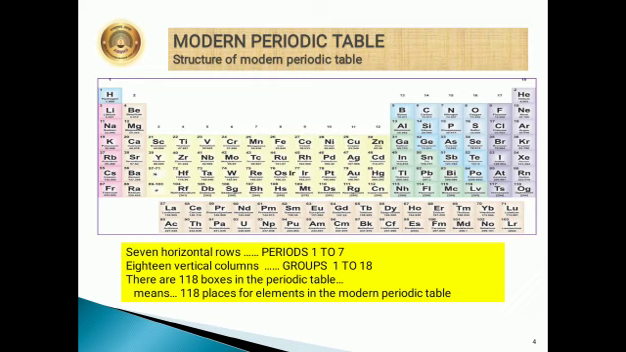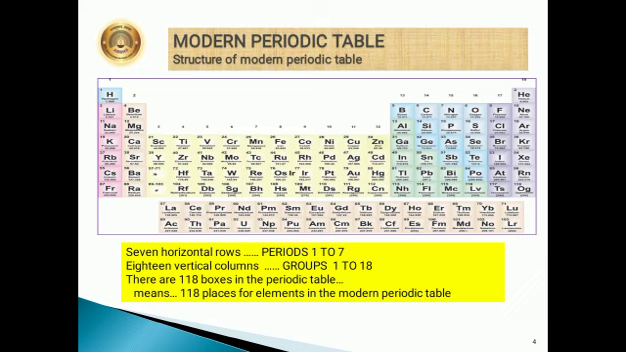Here we are going to study the structure of the modern periodic table. This is the modern long form periodic table. Refer page 23 of your textbook. There are 7 horizontal rows called periods 1 to 7, and 18 vertical columns called groups 1 to 18. There are 118 boxes in the periodic table.